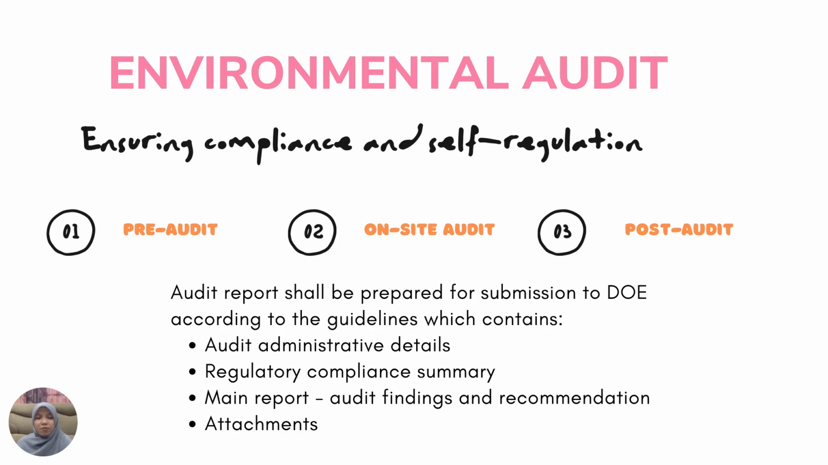Last one is the environmental audit. Environmental audit is to ensure compliance and self-regulation, which has three processes: the pre-audit, on-site audit, and the post-audit. The audit report shall be prepared for submission to the DOE according to the guidelines, which contain audit administrative details, regulatory compliance summary, the main report, which is audit findings and recommendations, as well as the attachments included during the report.